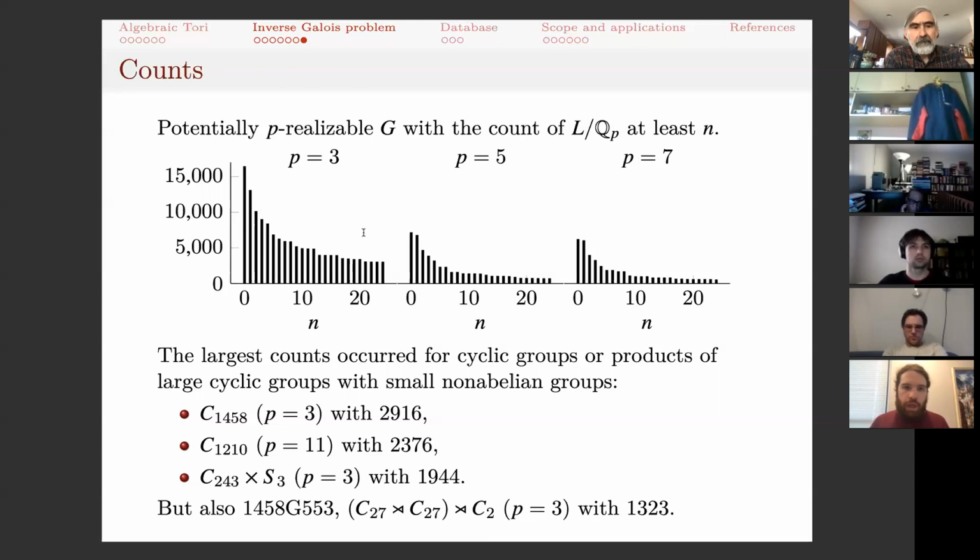So most groups arise in not too many ways. There are not too many field extensions. I only went up to 24 in the counts. The largest counts that show up come from cyclic groups, and there are only several thousand. This is for G up to size 2000, so G that show up in the small groups database. And I'm doing this only for odd p, essentially because my methods rely on a description of the absolute Galois group of Q_p that's not available for p equals 2.